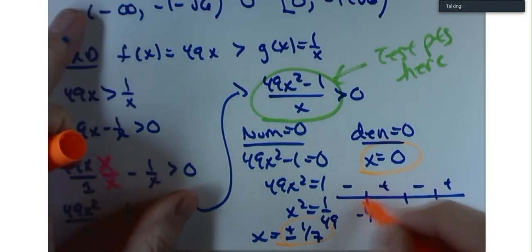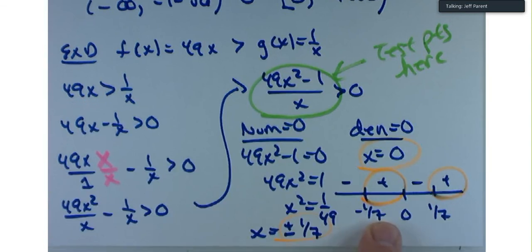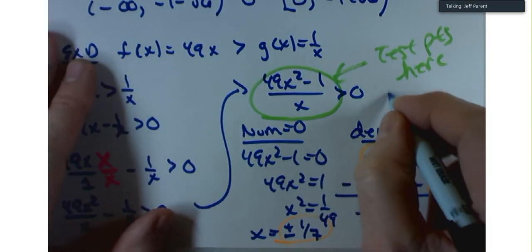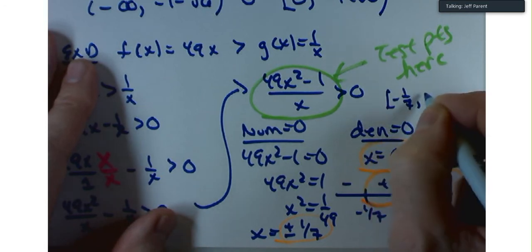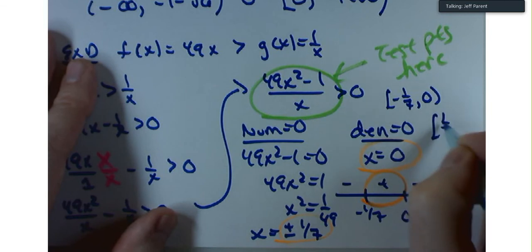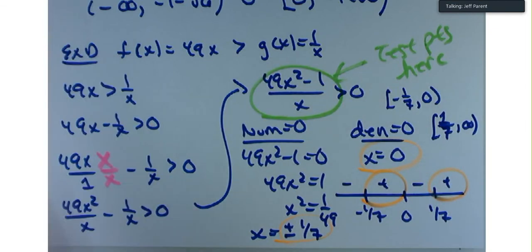So your final answer would be, you can include the negative 1/7. So negative 1/7. Can't include the 0, and then 1/7 to infinity. So that would be your final answer on that one.